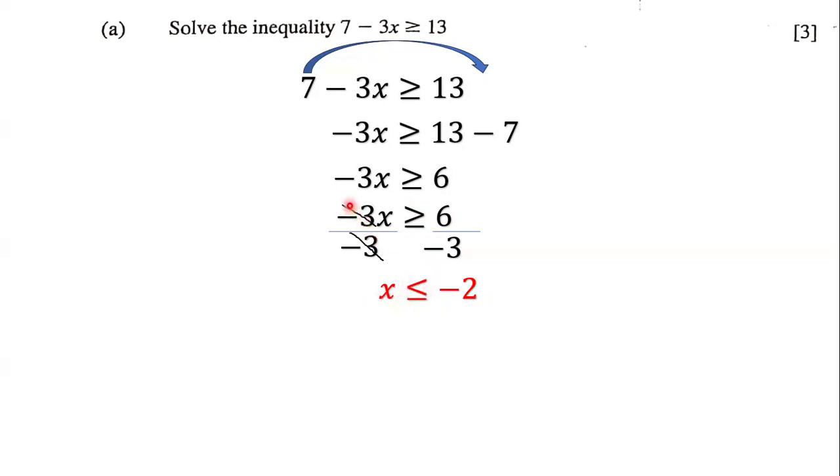How do we get that? Well, we divide both sides by negative 3. We cancel the negative 3's. We're left with x on this side. We have 6 divided by negative 3, and that gives us negative 2. And so we have x is less than or equal to negative 2.